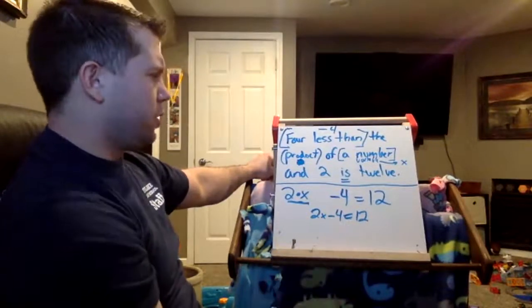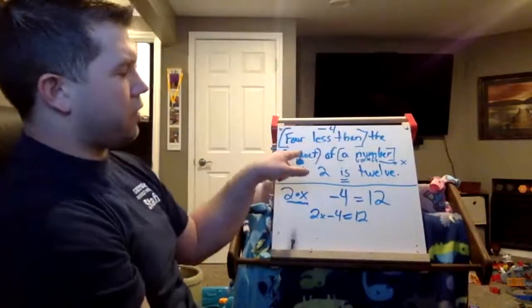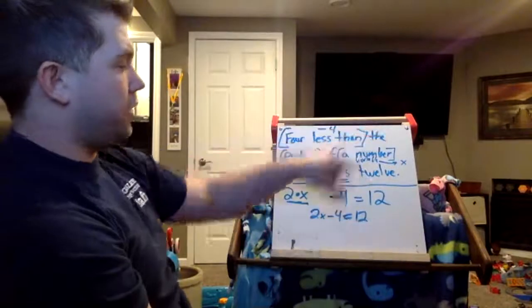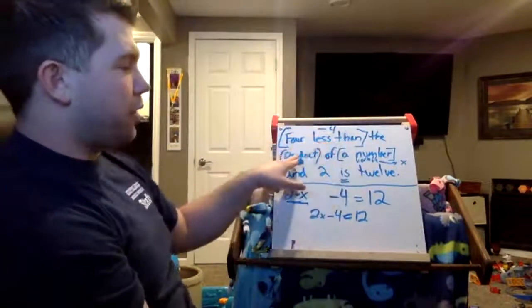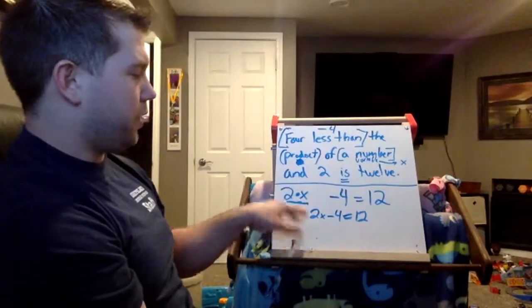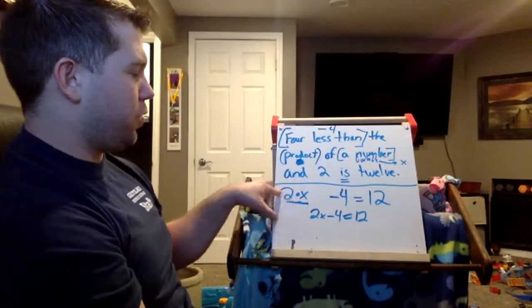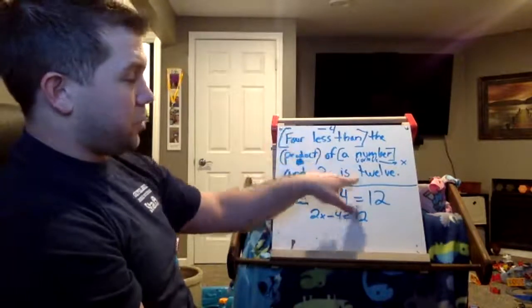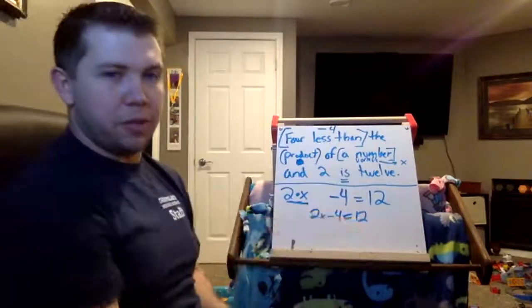All right. So again, I had 4 less than the product. So I've got 4 less than whatever comes next. Okay, 4 less than. That's why it's there. The product of a number that we didn't know and 2. The product of these 2, we know 2 times x is 2x. And all of that equals 12. So that was the logic there.